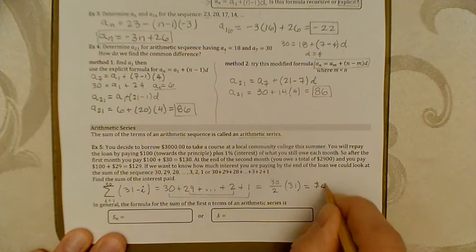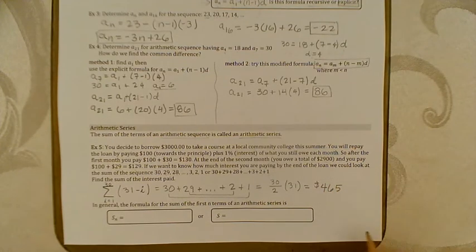So it should be $465, much faster than even taking a calculator and adding all those numbers up. That takes a little bit of time.